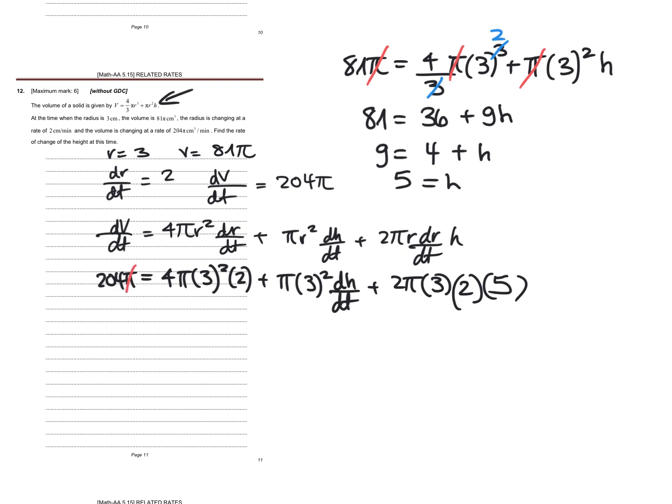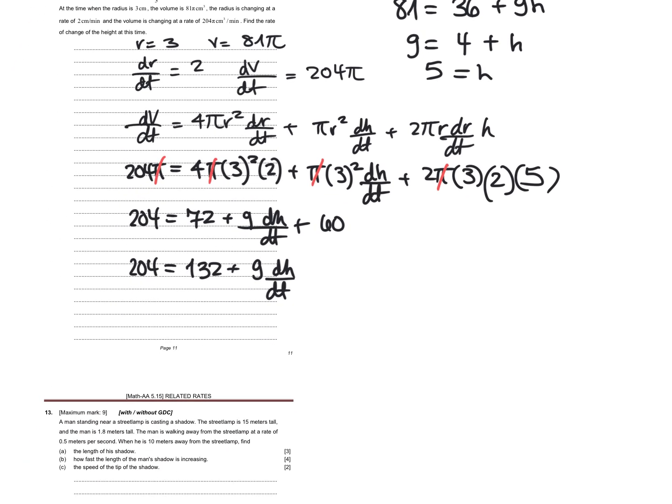And then again, we can cancel pi because it's in every term. So we have 204, and we've got 9 times 8, which is 72, plus 9 dh/dt, plus 4 times 15, 60. So we're going to have 204 equals 132 plus 9 dh/dt. And when we subtract 132, we're going to have 72 equals 9 dh/dt. So dh/dt is 8, and that's in centimeters per minute.